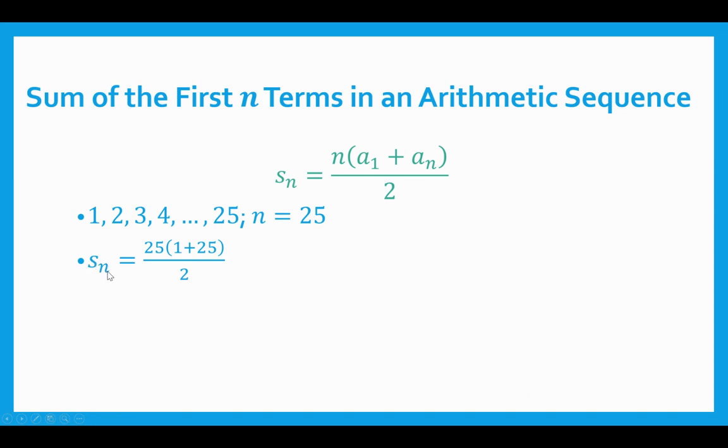So the sum of the first n terms is going to be n, which is 25, because we're doing the 25th term, times term number 1, which is 1, plus whatever the 25th term is, which in this case is 25, divided by 2. We solve this out. The sum of the first n terms in this sequence is going to be 25 times 1 plus 25, which is 26. We divide that by 2. We get 325.